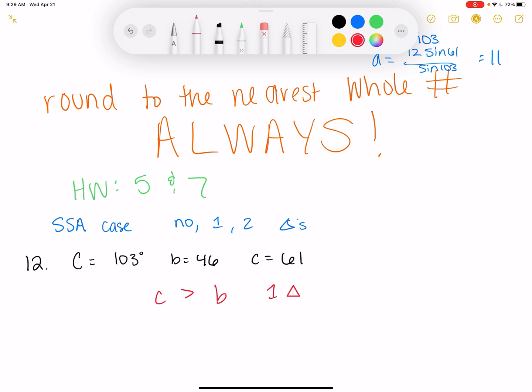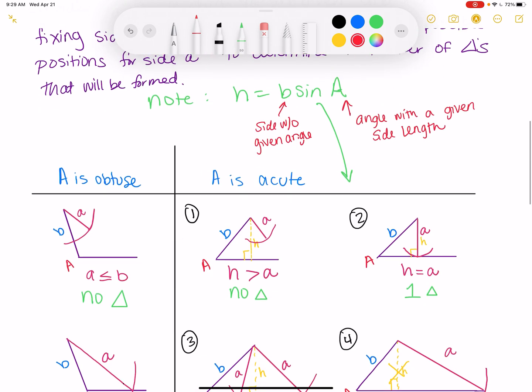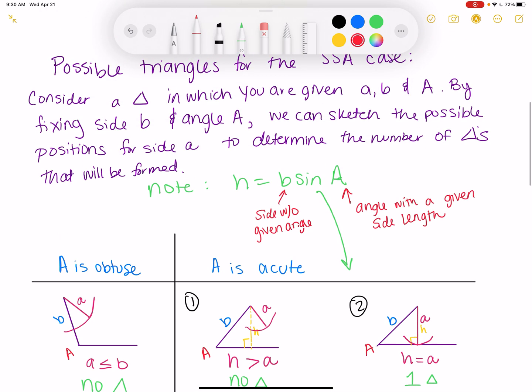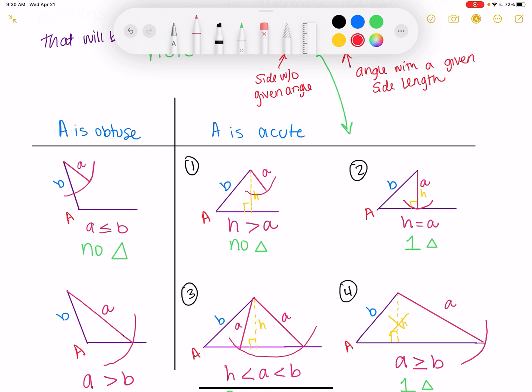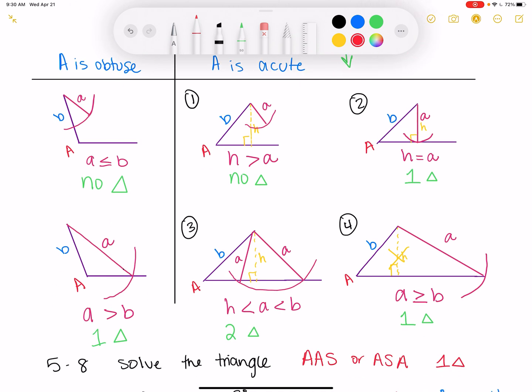And if you want to know why I did C and then B, it's because when we had our scenario up here, we were dealing with side A, side B, and angle A. So in the other one, I had side C, side B, and angle C. So the C is replacing A in this chart here. There's a whole bunch of ways you could rewrite the whole chart to figure out what's happening.